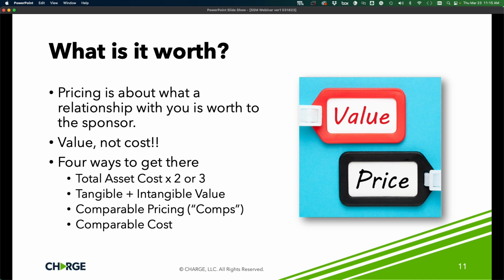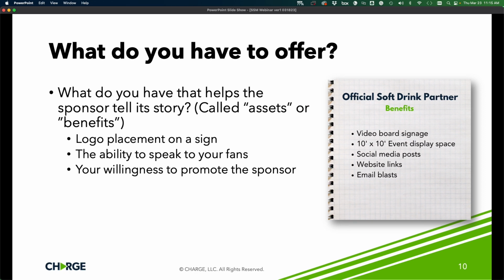Now, there are four ways to get to the right answer for sponsorship price, and I'll briefly describe them. So total asset cost is when you take the list that we talked about in this slide, things like video board signage. What is the total cost to you of creating that video board signage? It might be $1,000 to create the board, $100 to erect the board, $100 to design the board, and $100 of administrative costs. So you have $1,300 of cost in that.